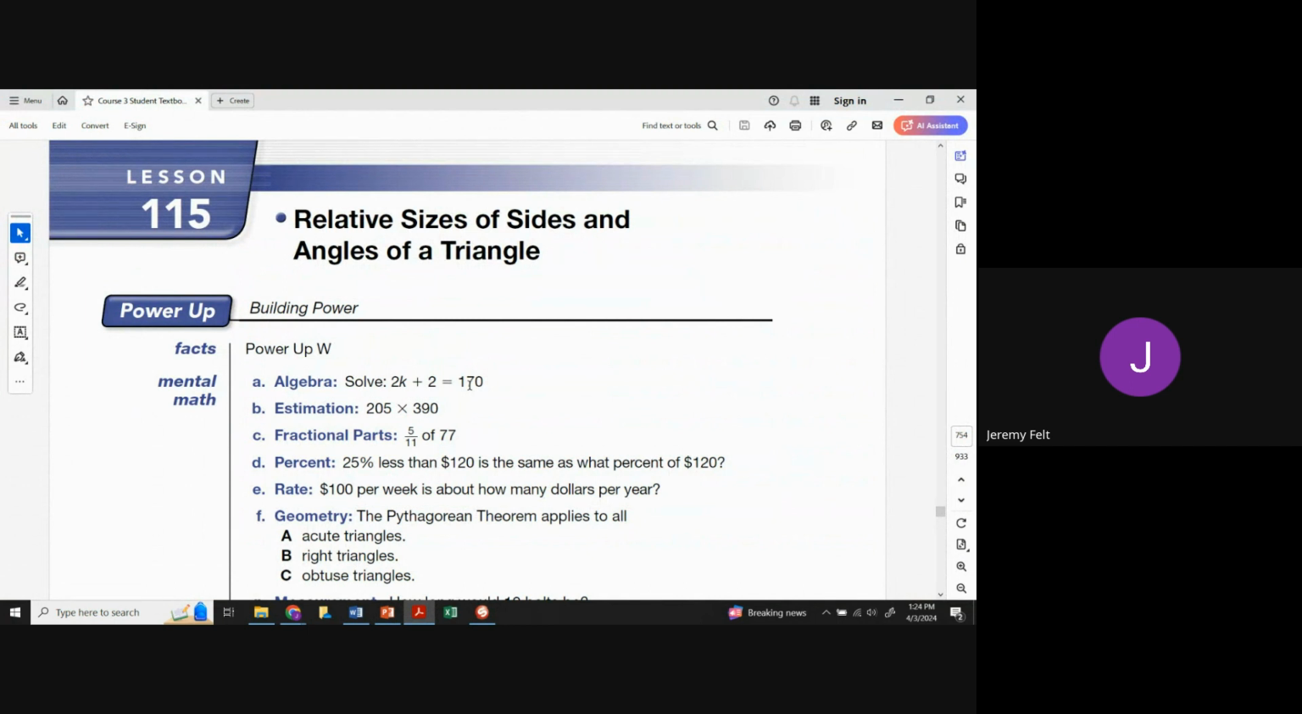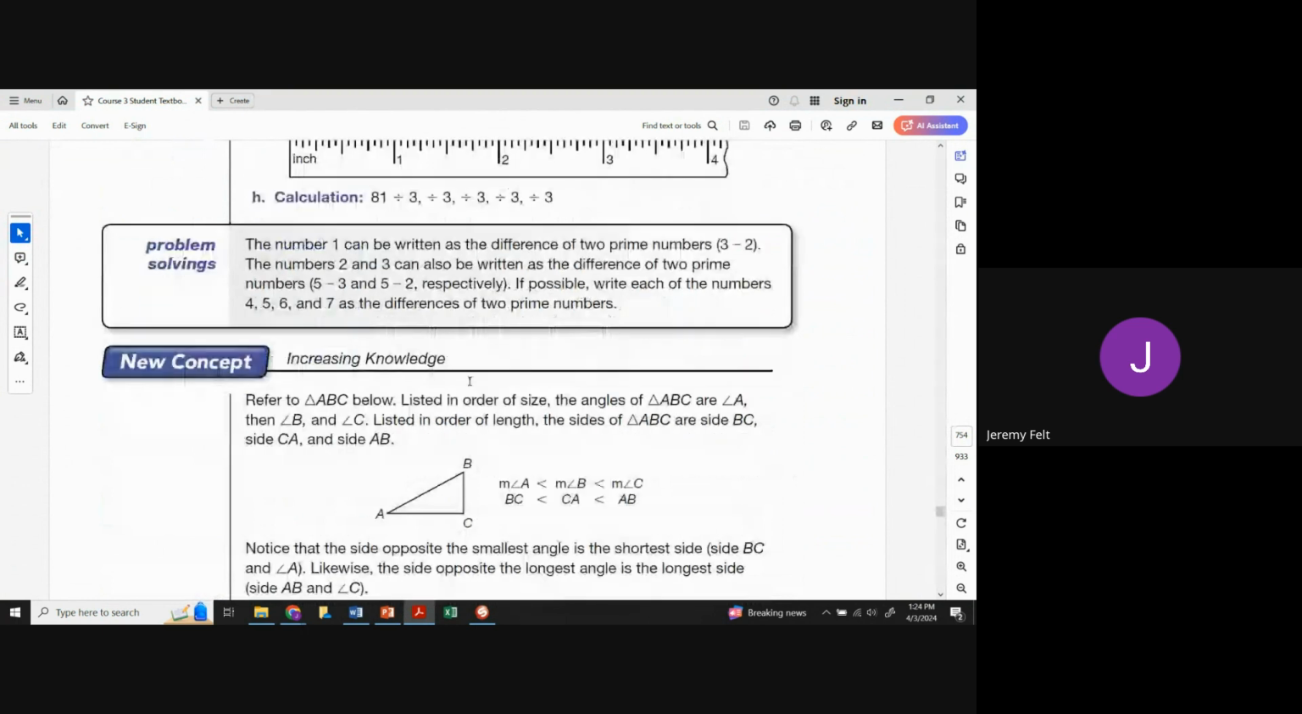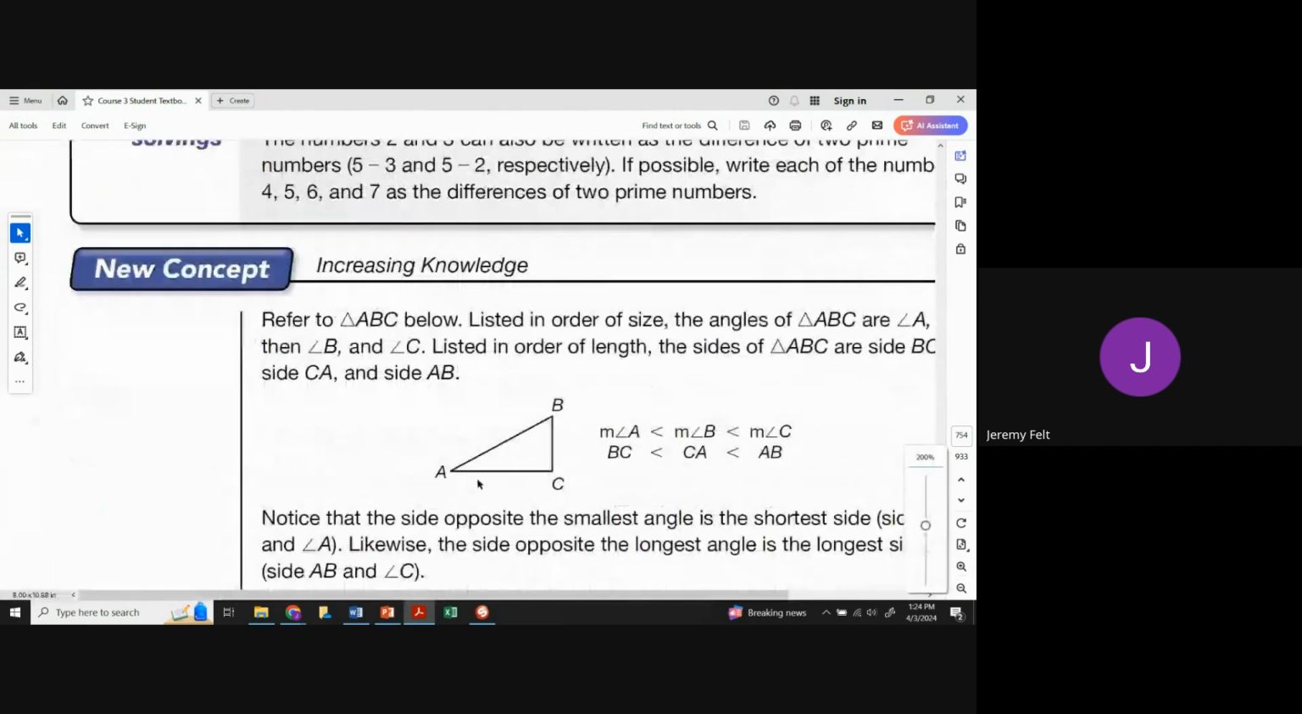So lesson 115, we're looking at relative sizes of sides of a triangle and angles of a triangle. So we know angles of a triangle, whether it's right, equilateral, scalene, isosceles, they always add up to 180. And then we know the side lengths are obviously proportional. So we look at this one right here.